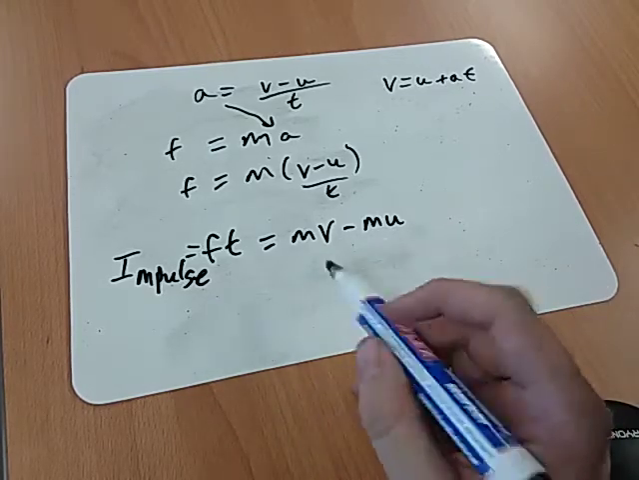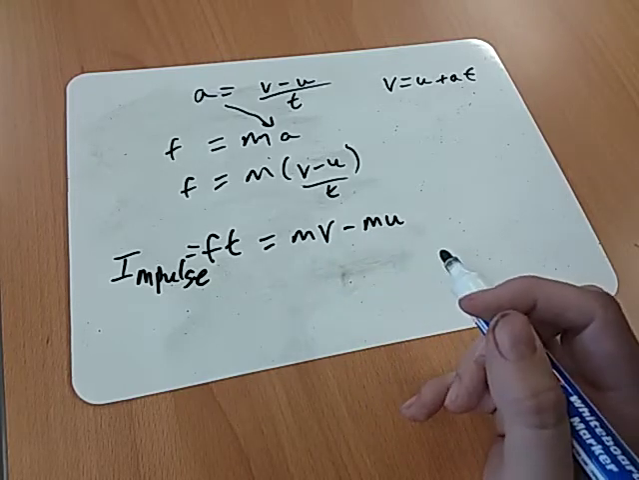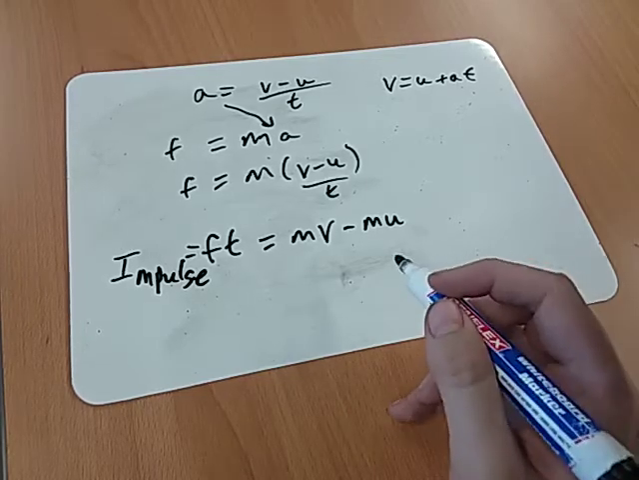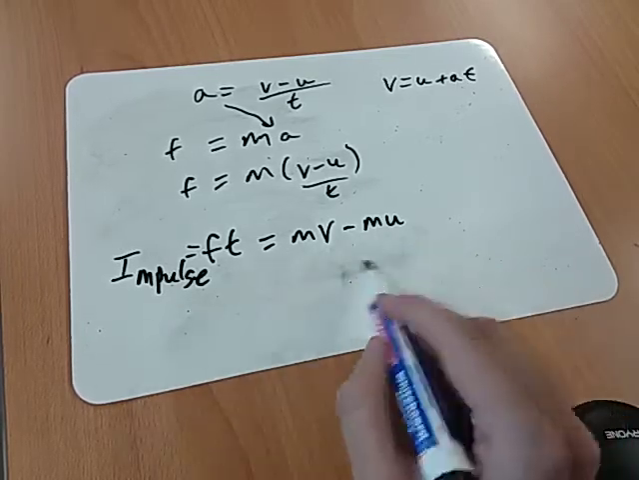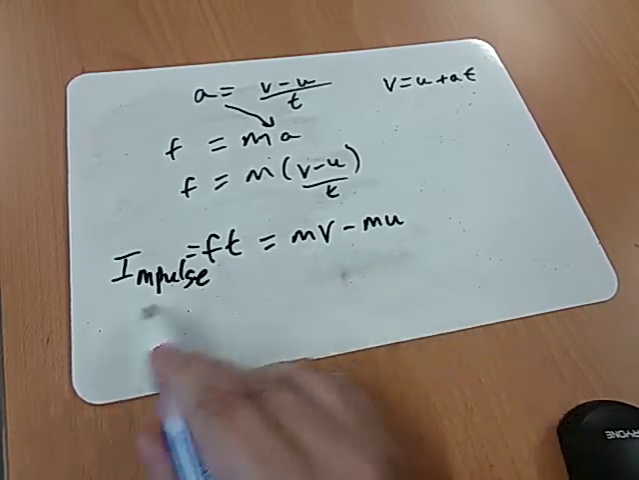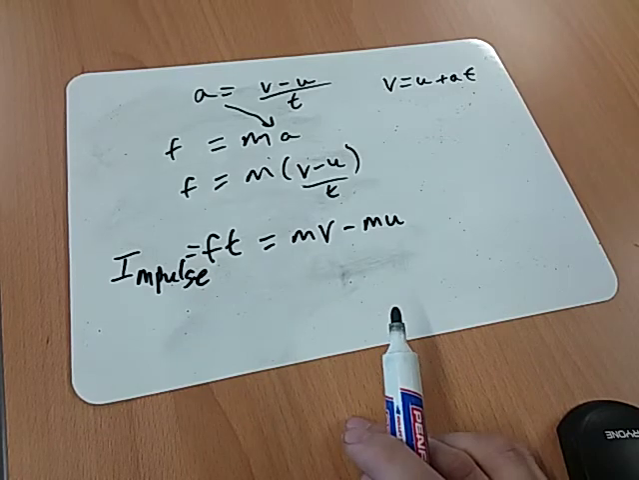We call this the impulse momentum principle, that's it. You need to know this formula. You're going to be using it. Most of the time, we're not really going to use impulse. We're going to be just using momentum, and we'll do some of those in the next question.